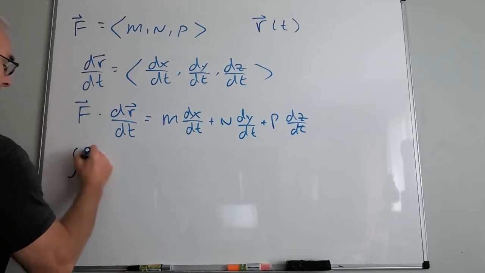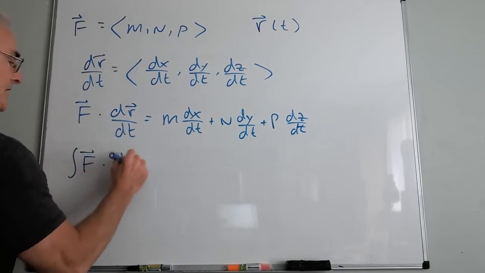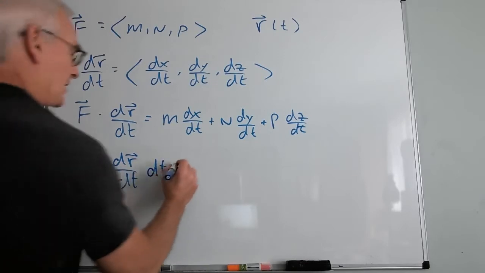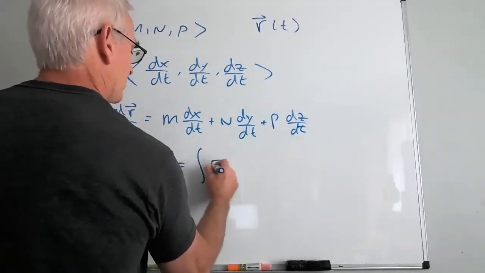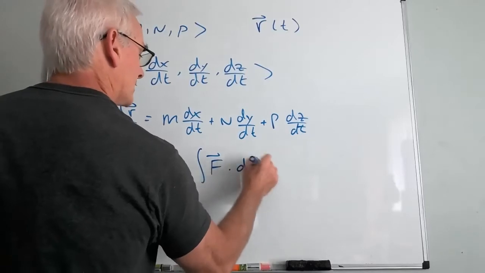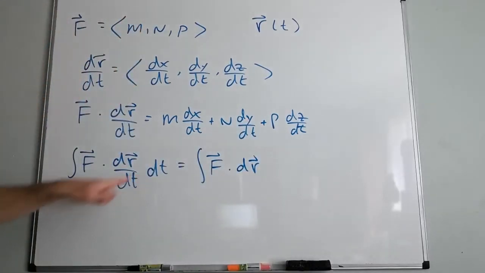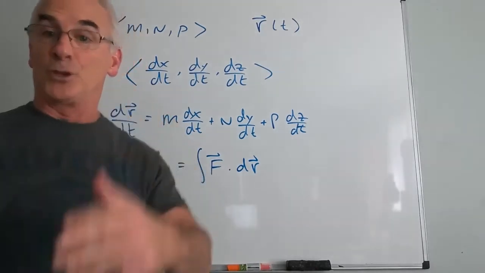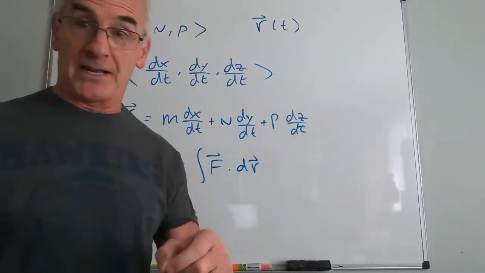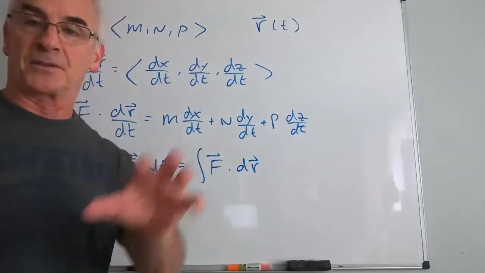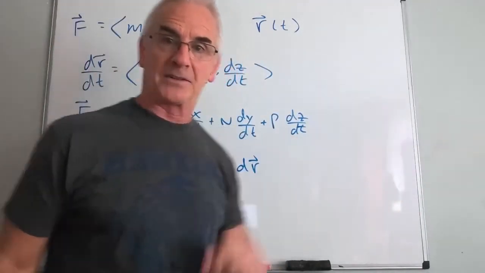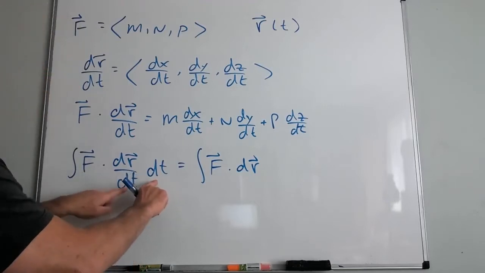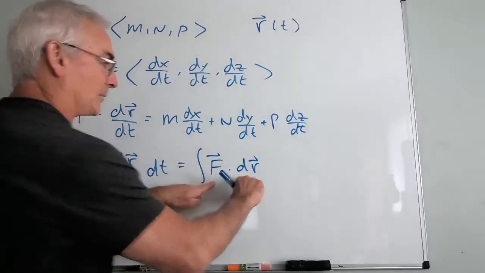So if I write F dotted with dr dt integrated with respect to t, usually this is simply abbreviated F dot dr. It's for the same reason that when you do a u substitution and you replace u as some function of x and then du dx, you always write du as the chain rule factor dx. So in the integration, I'm integrating with respect to dt, it's going to end up looking like this.